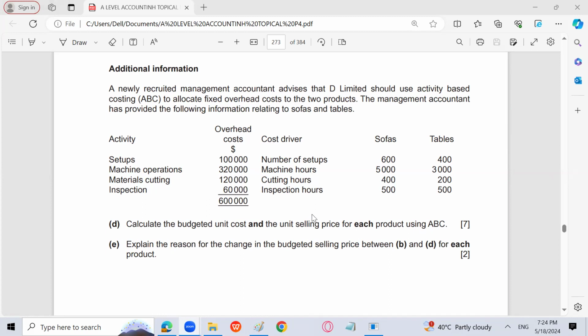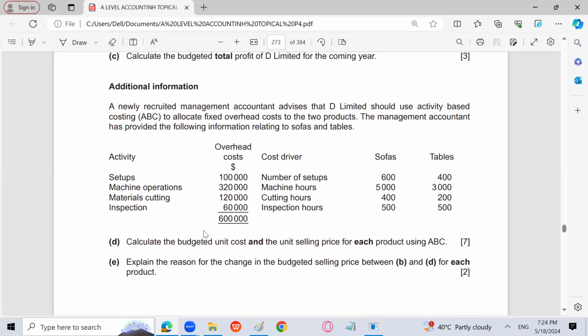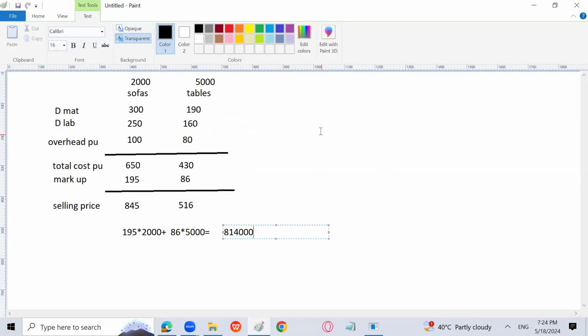Okay, let's see. What was the total fixed overhead cost? That is 6 lakh. And what is the total overhead cost right now? That is again 6 lakh. But now we have distributed the cost according to some cost drivers: setups, machine operations, machine cutting, inspection, and the activities consumed by these cost drivers are also given. Number of setups, machine hours, cutting hours, inspection hours. Now the cost is going to be consumed through activities, and that is why it is known as activity-based costing.